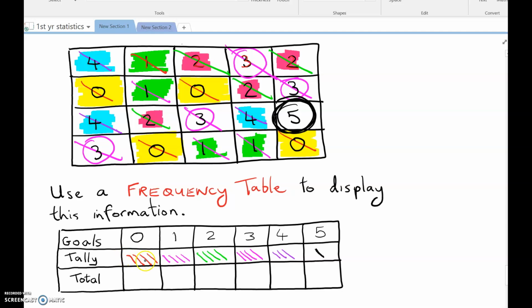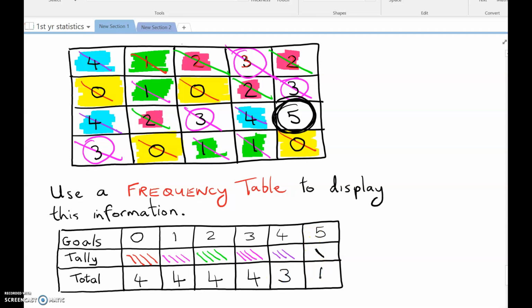So how many zeros were there? There were 4. 1, 2, 3, 4. How many 1s are there? There is 1, 2, 3, 4. 4. How many 2s were there? 1, 2, 3, 4. 4. How many 3s were there? 1, 2, 3. Also 4. How many 4s were there? 1, 2, 3. 3. How many 5s were there?